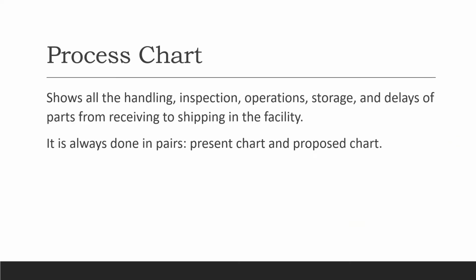Next one is the process chart, and this chart is used to show all the handling, inspection, operations, storage, and delays of parts from receiving all the way to shipping in the facility. And we always draw it in pairs, like a present chart and a proposed chart.